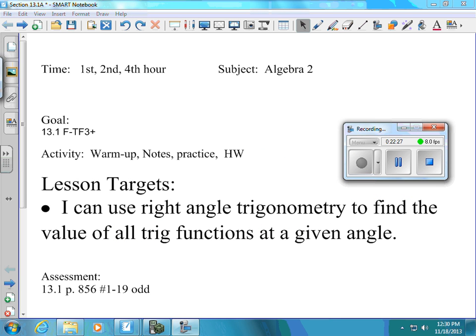Okay, so I think we hit our target. We reviewed a lot of right triangle trig today. So make sure you have your notes down. I know they're a little longer today, but hopefully it wasn't so bad. And your notes, if you check tomorrow, we'll see you in class.